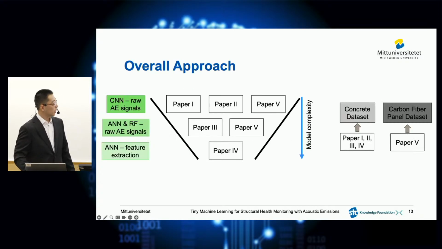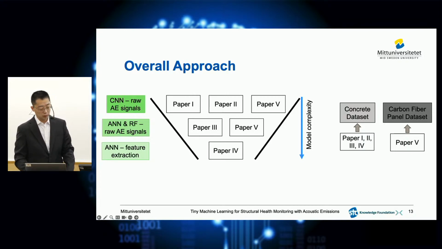So basically, this thesis consists of 5 papers. From the beginning, we start with convolutional neural networks with raw acoustic emission signals, which are one-dimensional signals. We want to reduce or remove the transition from one-dimensional to two-dimensional. And then we go even further.